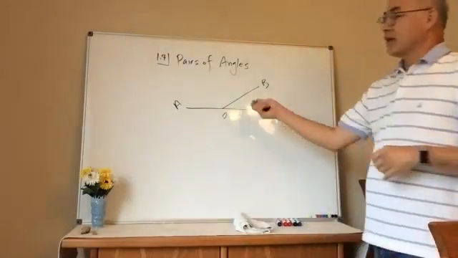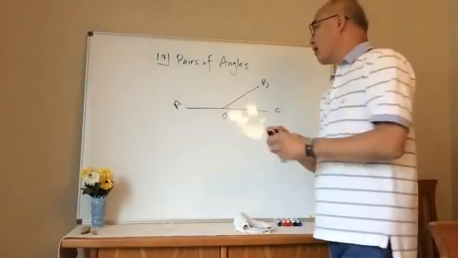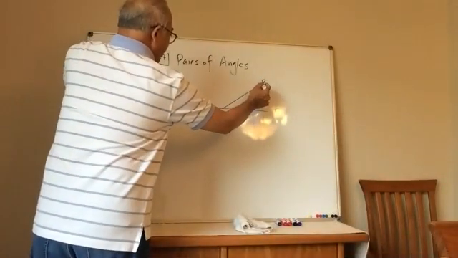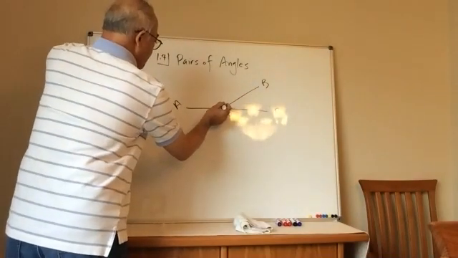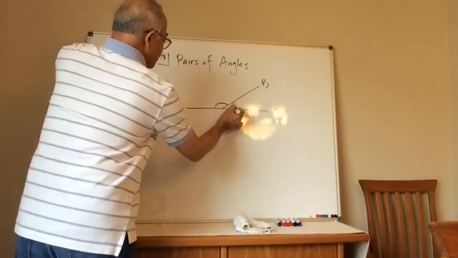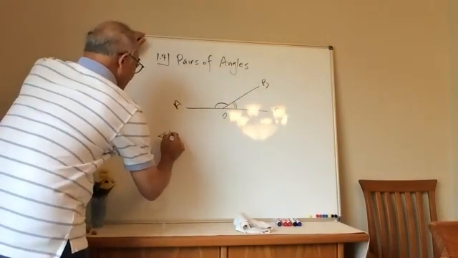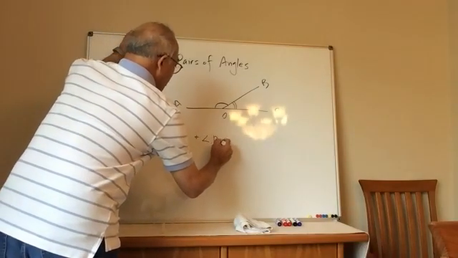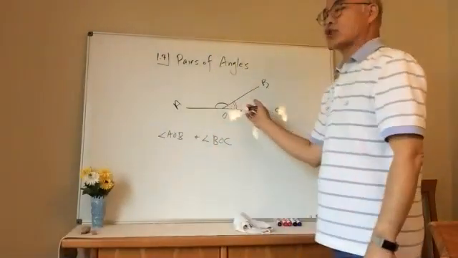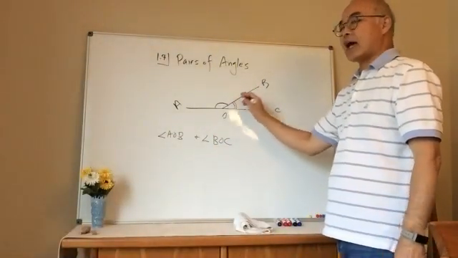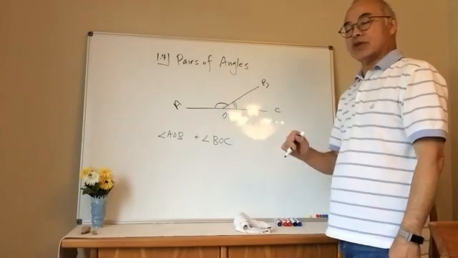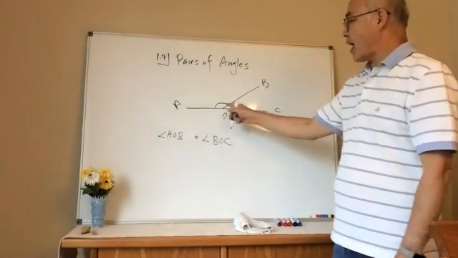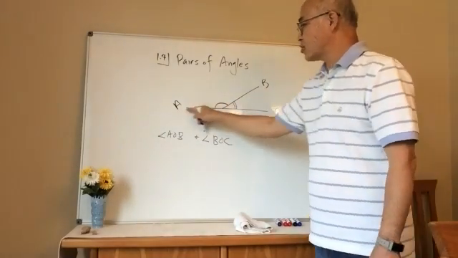Okay, so a linear pair is when you have two adjacent angles, here again you have AOB and BOC. Angle AOB and angle BOC are adjacent because they do share this side and they are right next to each other. But in this case, if you add them together, they become a straight line.